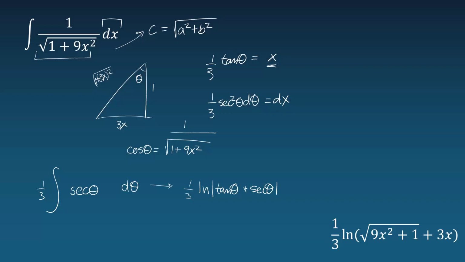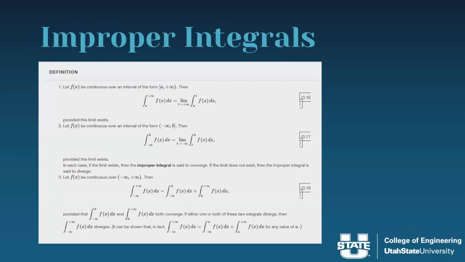You forgot improper integrals? Yeah, they're not terrible, you just don't think about them too frequently. So improper integrals are any integral that is going to infinity, or that is going from negative infinity to a point, or negative infinity to positive infinity. And then if the limit of the integral exists, then it converges. If it does not exist, then it diverges.